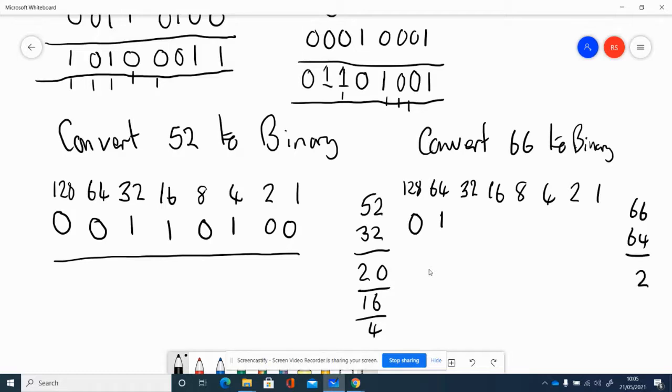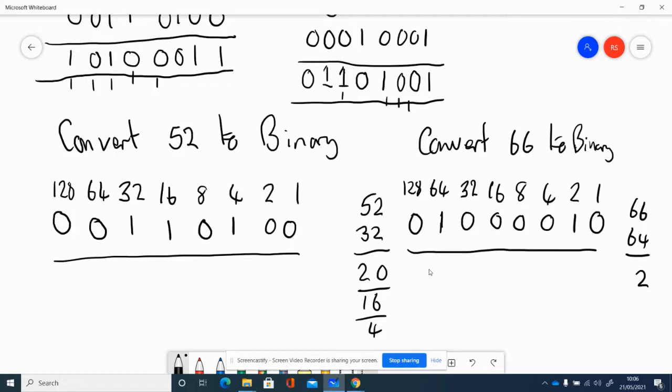Well, that's actually quite nice and easy for me to do this one, because all of these are going to be zeros because none of those fit into 2. But I do have a 2, and that takes me to 66. And that's the answer to converting 66 to binary. Hopefully you got those right. If you didn't, set yourself another couple of practices.